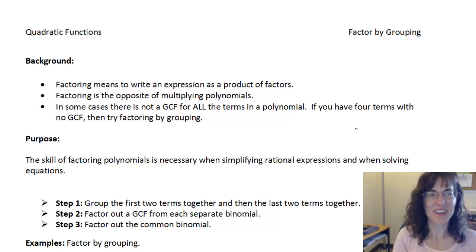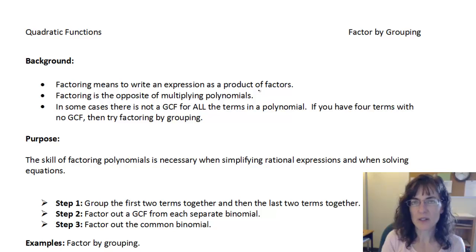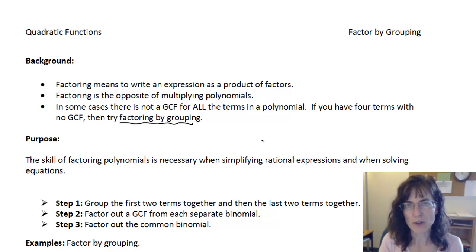Factor by grouping. Factoring means to write an expression as a product of some factors, and factoring is the opposite of multiplying polynomials. In some cases, there's not a GCF, or greatest common factor, for all the terms in a polynomial. If you have 4 terms with no greatest common factor, then you should think about trying factor by grouping.